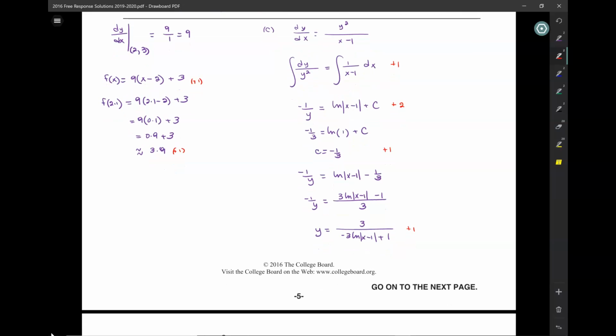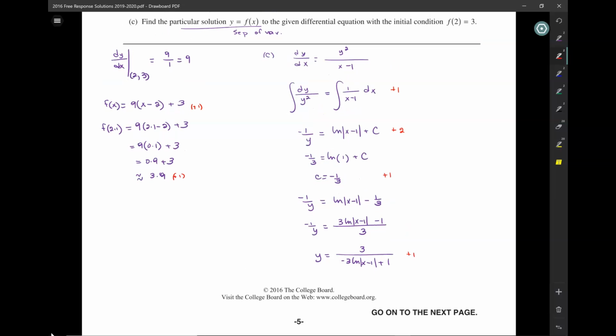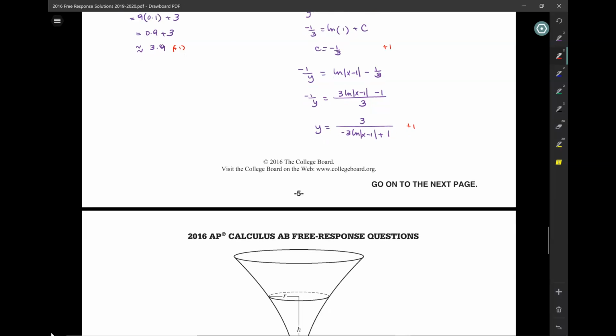All right. So if you do not do separation of variables from the beginning, if you do all sorts of other creative things, it's 0 out of 5 points for this part. Okay? All right.